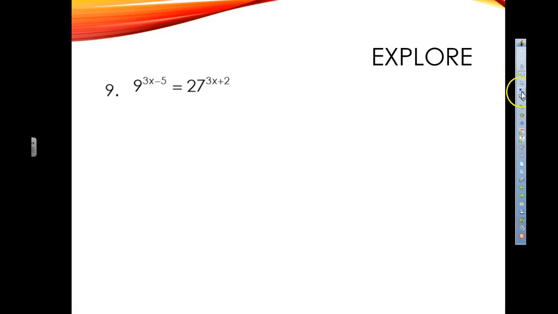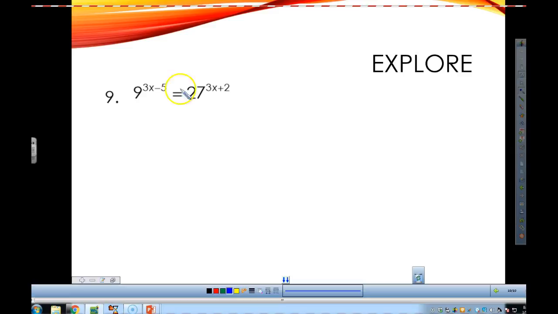There I am. Okay. So I look again. I look at this small base, and that's a 9. This is a 27. Is 27 a power of 9? No. 9 squared is 81. Now 27 is a multiple of 9, 9 times 3. But that doesn't help us there. So we've got to think, what bases do they have in common? If you thought 3, you were correct. Isn't 9 3 squared? And isn't 27 3 to the third power?